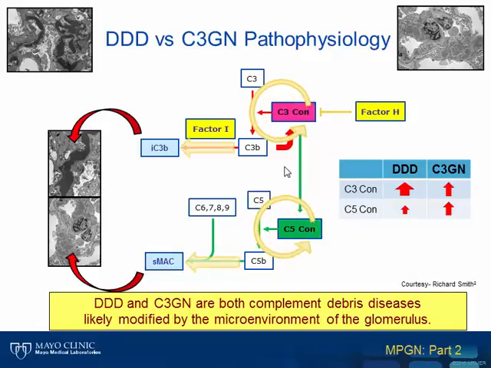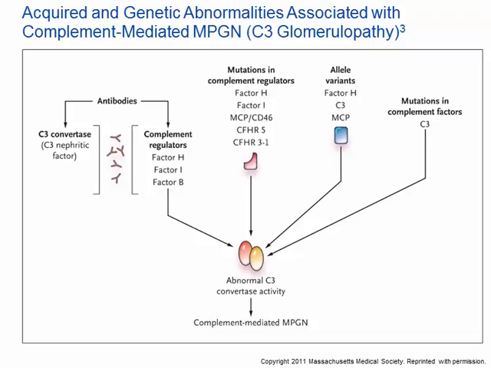So when both are equally active, you get more of these larger products, the S-MAC, being deposited, and that causes these large deposits. On the other hand, in dense deposit disease, it's more C3 convertase. That means you get these small breakdown products of C3 accumulating, and they form the dense deposit disease. So the take-home message in C3 glomerulopathy is these are abnormalities of the alternative pathway of complement.